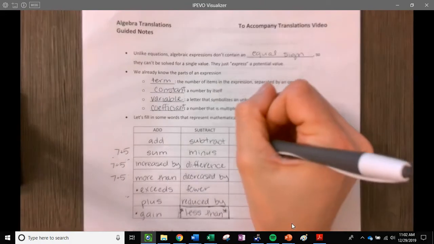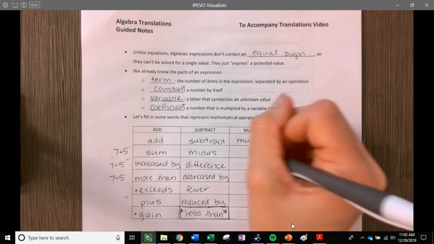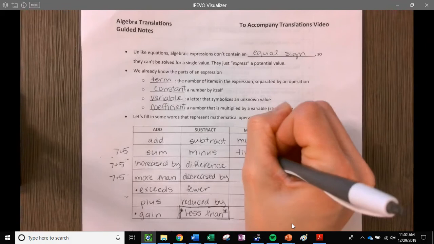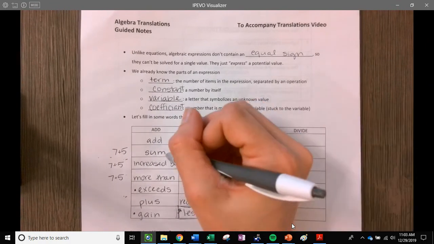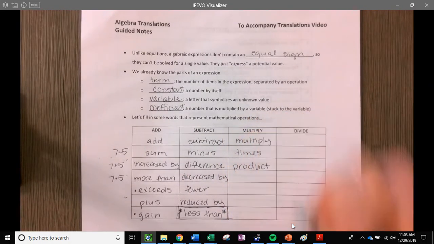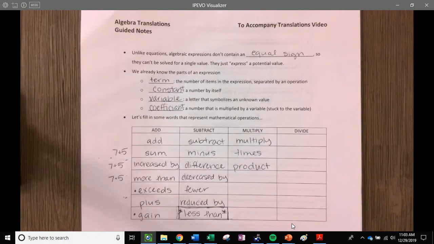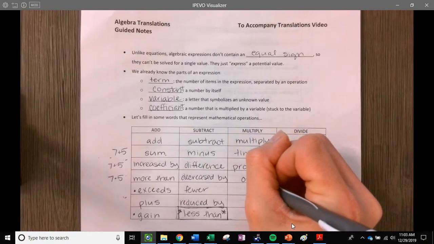Okay, multiply. Multiply, obviously. If you see the word multiply, it means multiply. And times, that's another word that we use to mean multiply. 7 times 5. Sum, difference, product. If you see the word product, that means the number that you get when you multiply two numbers together. The product of 7 and 5 is 35. It's asking us to multiply 7 and 5 together. So multiply, times, product of. That's also an important one.